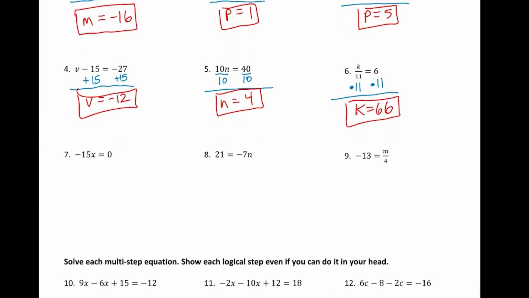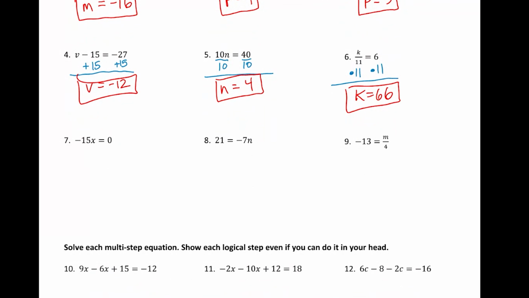Number 7 has negative 15 times x. Just as a little reminder, when you don't see an operation in between the number and the variable, it is implied to be multiplication. So this is negative 15 times x. So to undo that, you might be tempted to add 15 to both sides if you don't catch that. But really, we want to divide both sides by negative 15. Now, luckily, the arithmetic is actually nice here because you have 0 divided by negative 15, and 0 divided by anything is just 0. So we get x equals 0.